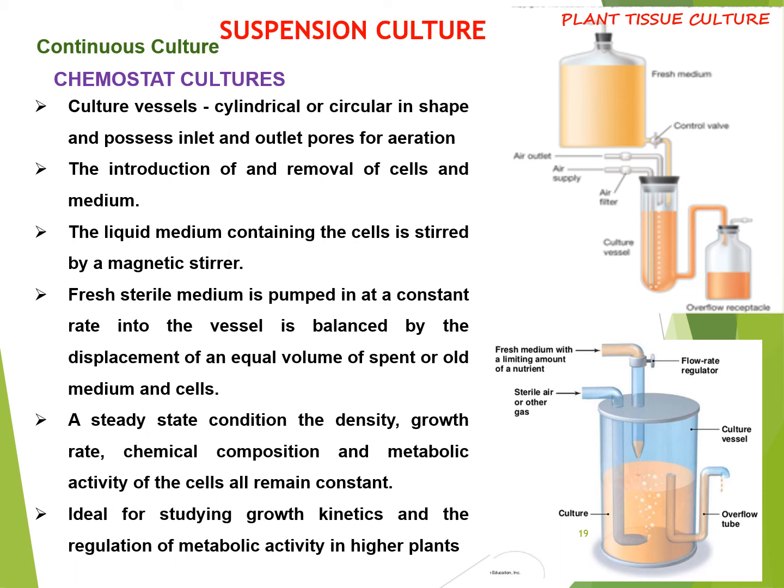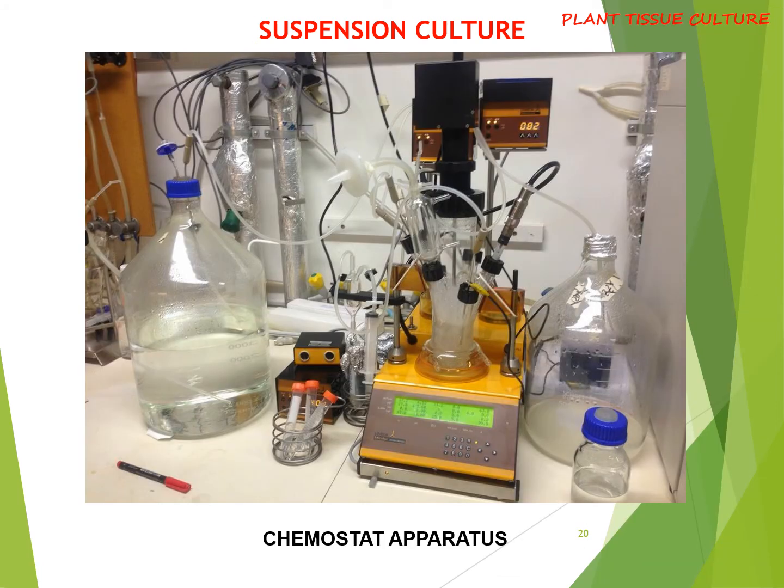The fresh sterile medium is pumped at a constant rate from the inlet and an equal volume of spent or old medium and cells are displaced. A steady state condition is reached, where the density, growth rate, chemical composition and metabolic activity of the cells remain constant. The figure here shows a chemostat continuous stirred culture.